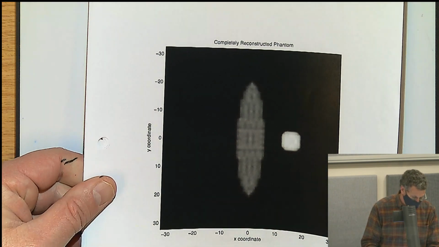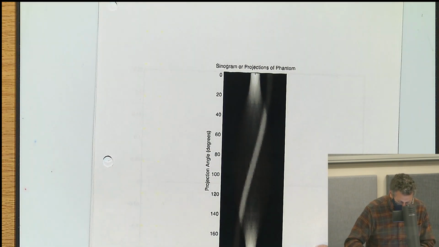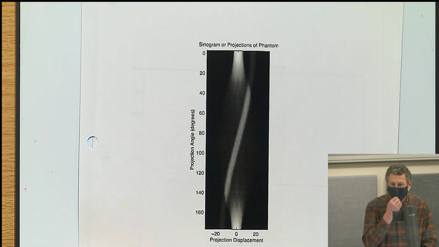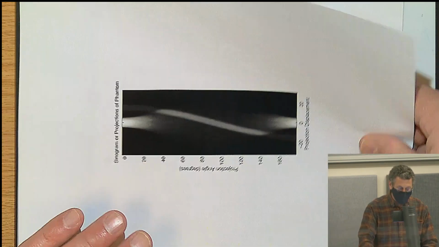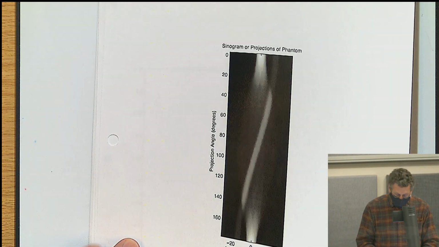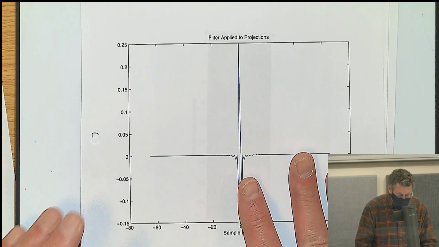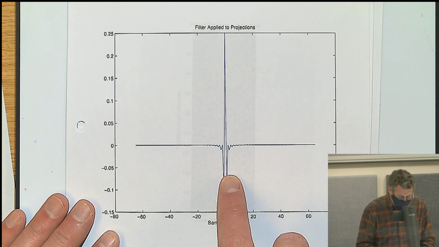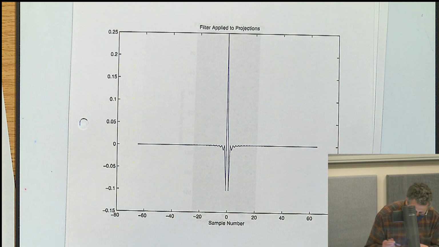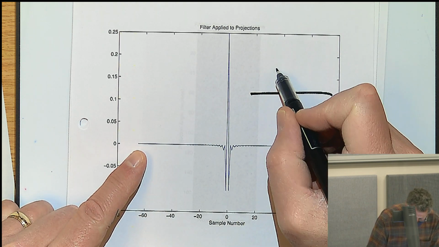Now here's the example. We're running out of time, but I think we'll finish on time. So those are the projections. I already argued about why it looks the way it does. Normally the sinogram would be displayed this way, but we're doing it this way. That's the example of the filter. This is the filter corresponding to a frequency response that looks like this.